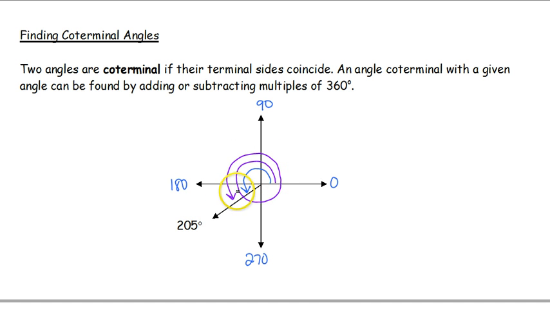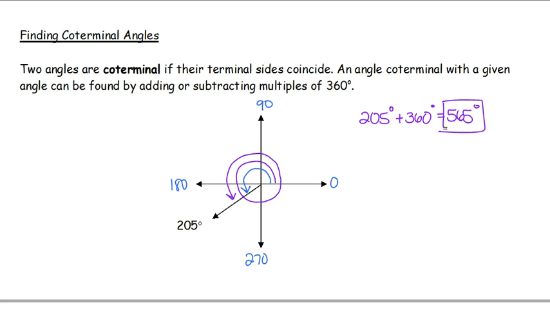Now I'm going to end right back up there, but I went one more time around the circle. One full rotation around the circle means I had to add 360 degrees, because we know that there's 360 degrees in one full rotation around a circle. So to find the angle measure, we take the angle that we were given, 205, and we add 360 degrees. That gives me 565 degrees.